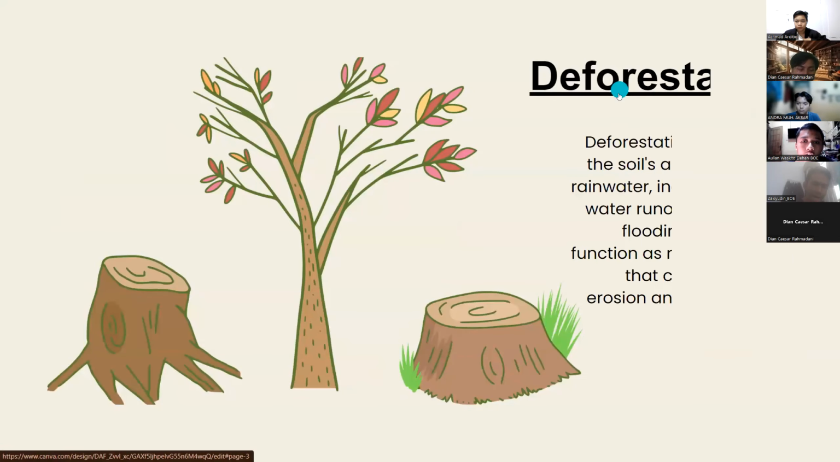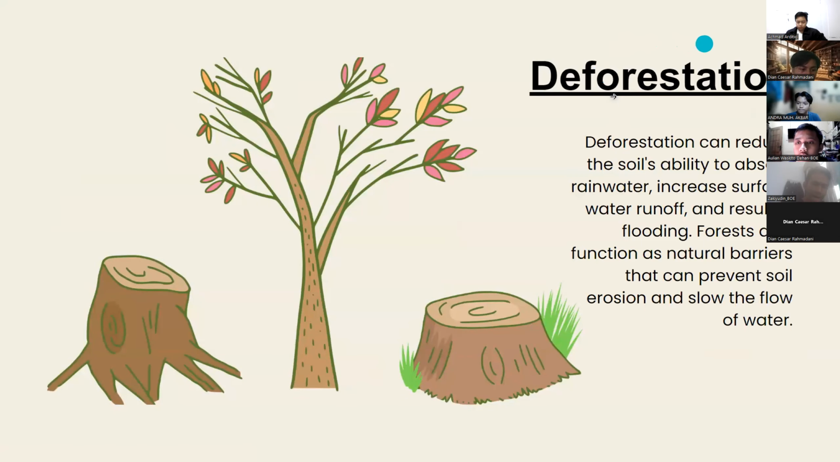And then first is deforestation. Deforestation can reduce the soil's ability to absorb rainwater, increase surface water runoff, and result in flooding. Forests also function as natural barriers that can prevent soil erosion and slow the flow of water.